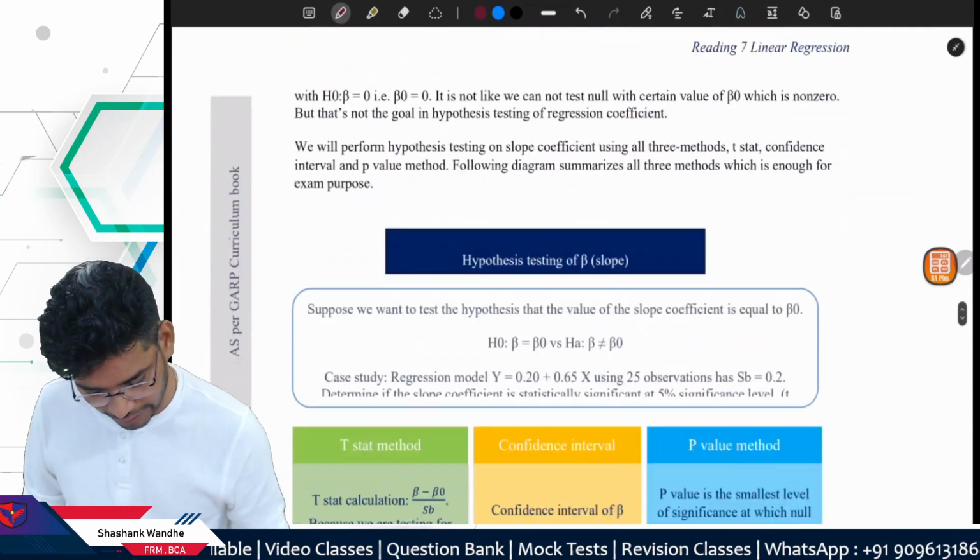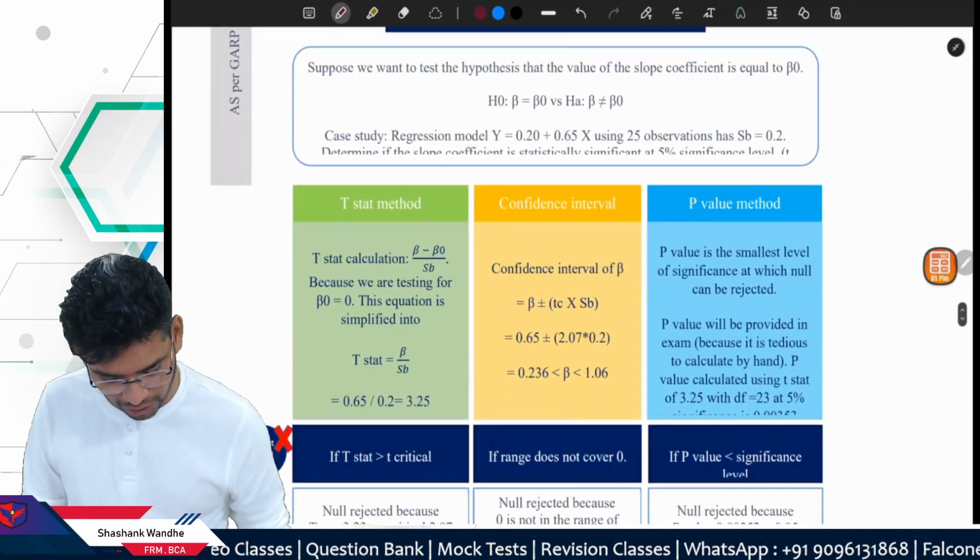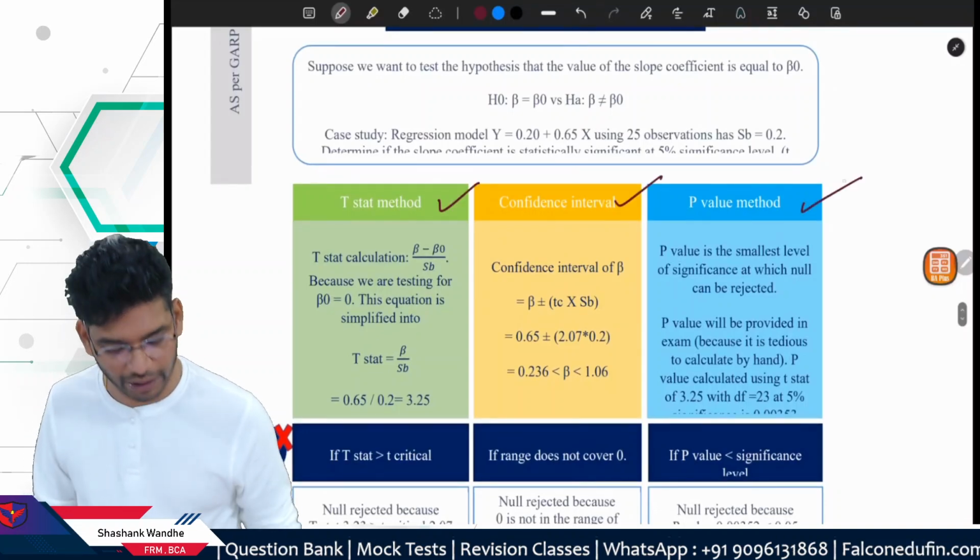Now here we have our data. So there are three methodologies available: the t-stat method, the confidence interval method, and the p-value method.